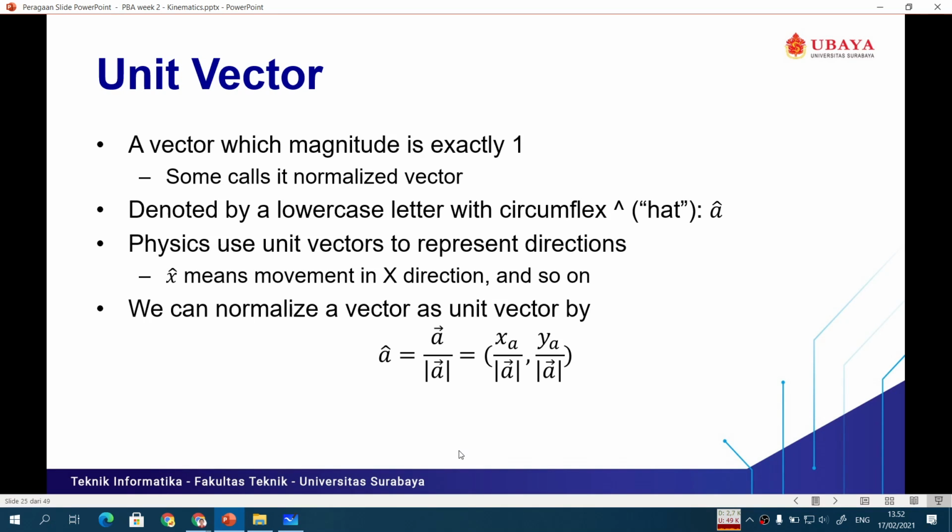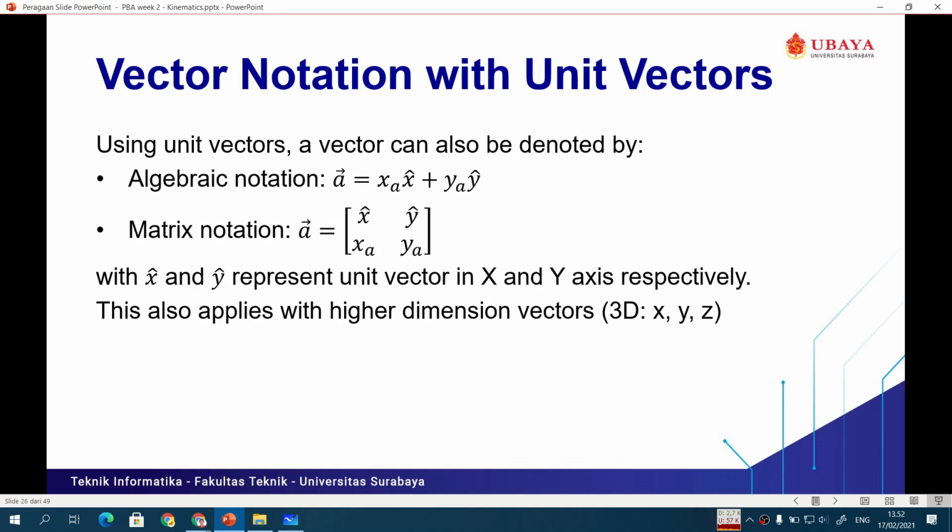Okay, that's about unit factor. After we have a unit factor, we can also write down the factor notation using unit factors. Yeah, we can use an algebraic notation.